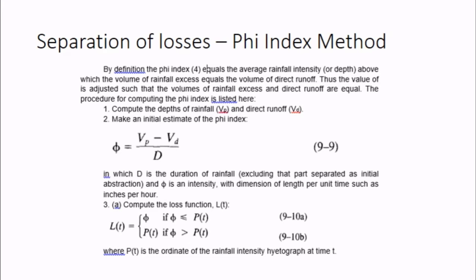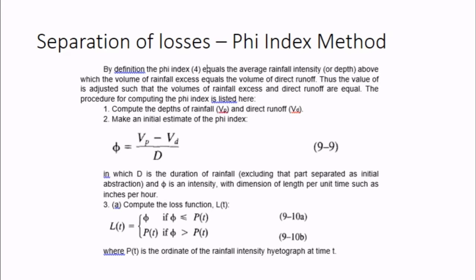Excluding that part separated as initial abstraction. So, the initial abstraction is like the first burst of rain, so it does not need to be included. And then, the Phi is an intensity with dimension of length per unit time, such as inches per hour. And then, compute the loss function.